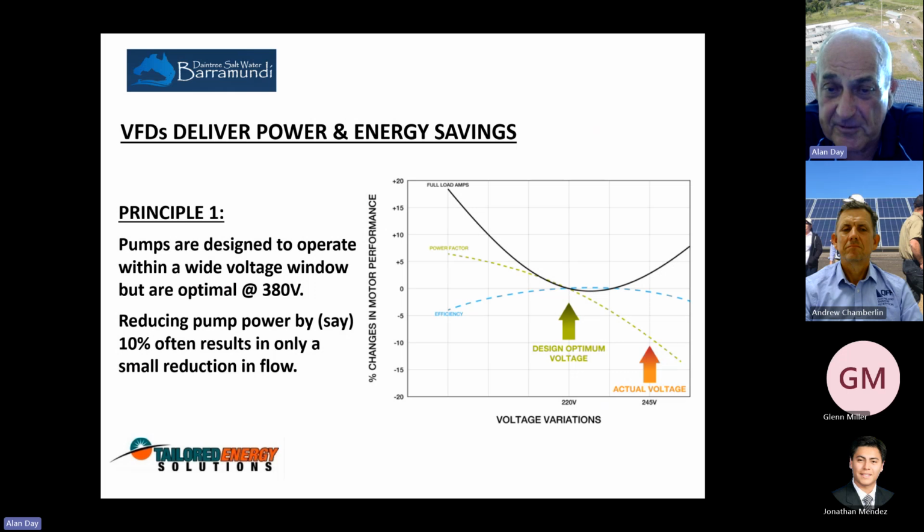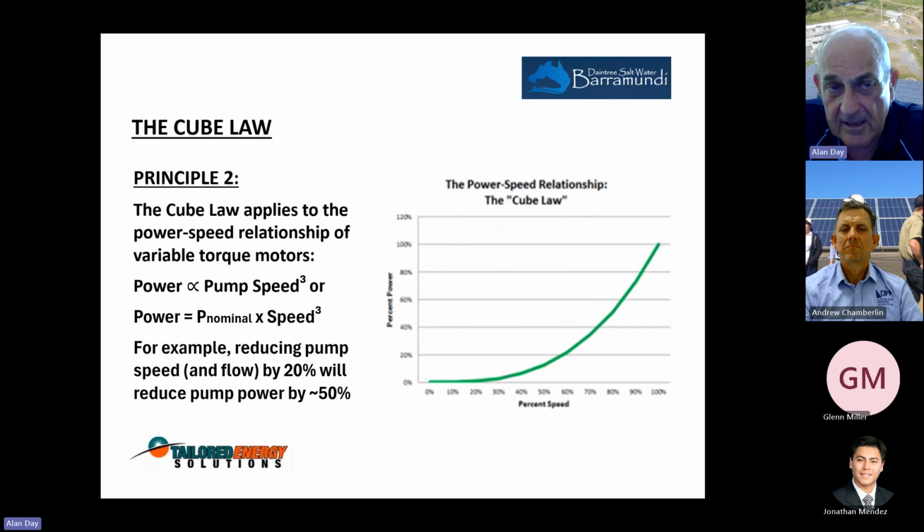So the first principle, we've seen this chart before, is basically to bring that motor down towards its optimum operating voltage. So you change the frequency, you'll change the voltage, you bring it down on that curve. So there's a real benefit. The second is just another law of motors, if you like, where the power required to operate a motor varies with the cube of the pump speed. So it's not a linear relationship.